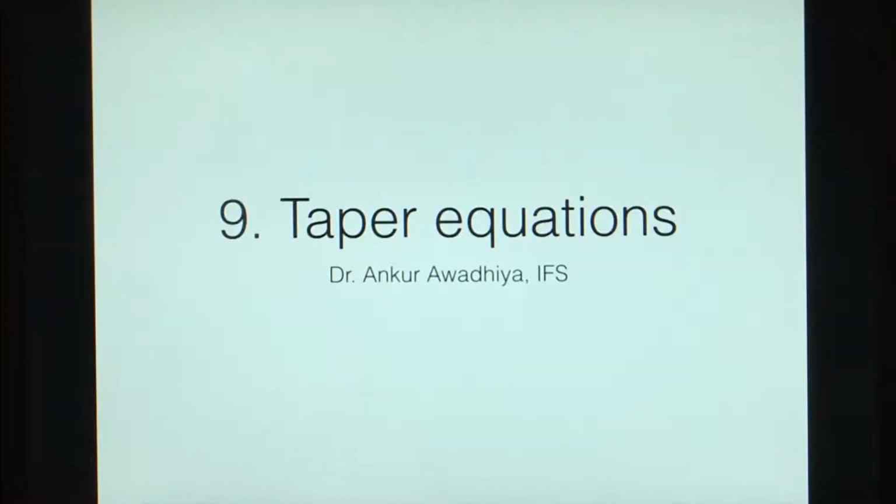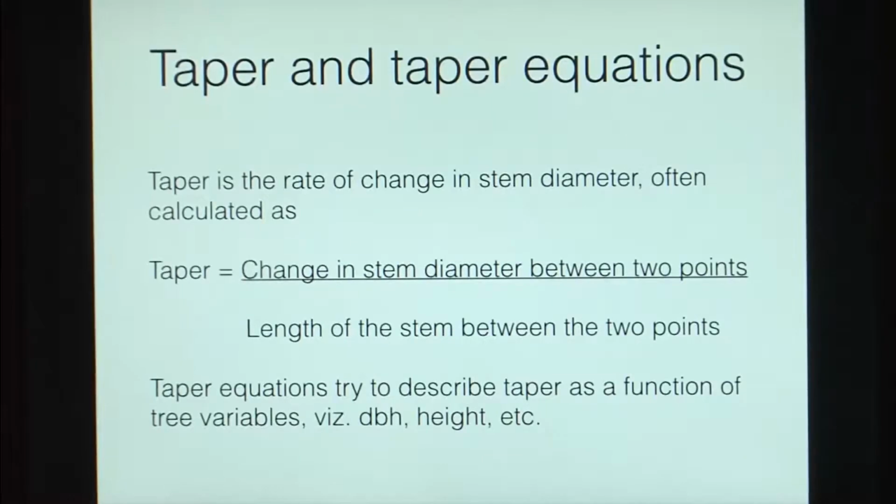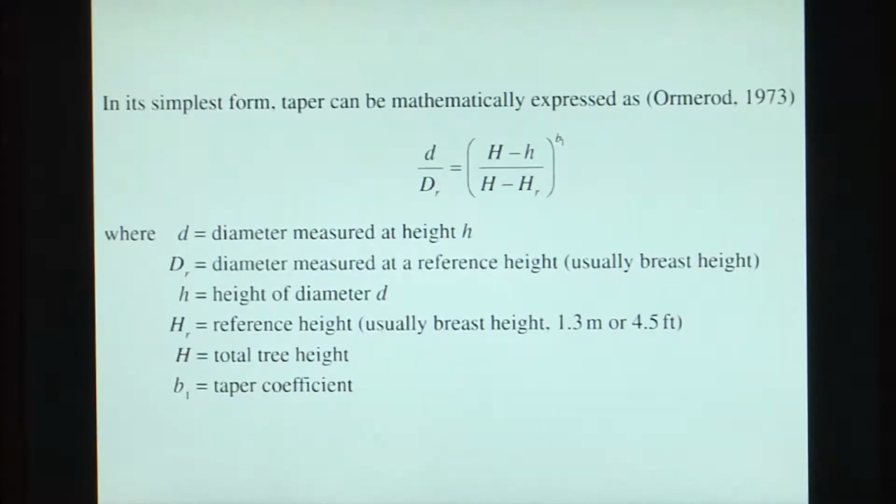Next we looked at taper equations. So, taper is defined as the change in stem diameter between 2 points divided by the length of the stem between those 2 points, and we looked at these taper equations in which your diameter at different heights was given in terms of diameter at the reference height, mostly the breast height, in the form of this equation in which we measured height and we took the height of the reference and the height of the tree.